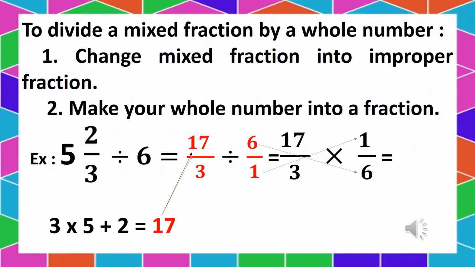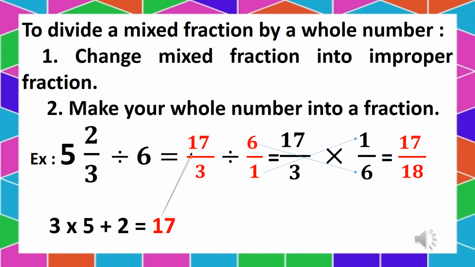Now we will go to the rule in dividing fractions. According to the rule, multiply the dividend by the reciprocal of the divisor. Our dividend is 17 over 3, and we will multiply it by the reciprocal of the divisor, which is 6 over 1. So 6 over 1 will now become 1 over 6. From division, it will become multiplication as we invert the divisor from 6 over 1 into 1 over 6. So that is the second step.